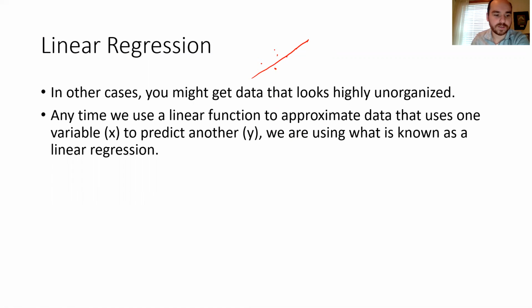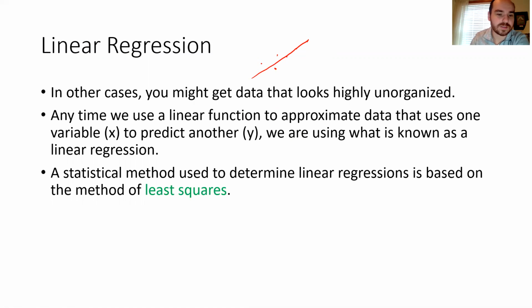Doing an actual linear regression, calculating it out, is really complicated, which is why we use graphing calculators to do these. But the statistical method used to determine linear regression is based on the method of least squares. It takes the absolute shortest distance between every single point and the line and finds what line fits them the best.